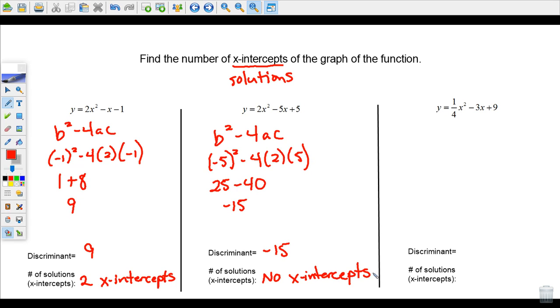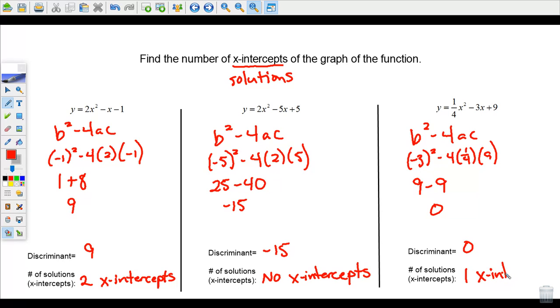And finally, one more here. B is -3. So -3 squared minus 4 times 1/4 times 9. -3 squared, -3 times -3, that's +9. -4 times 1/4 is -1, times 9 is -9. 9 minus 9 is 0. Discriminant of 0 means there is 1 x-intercept.